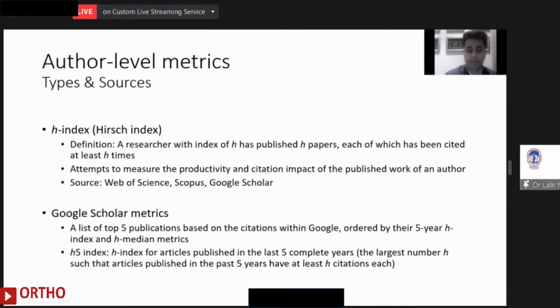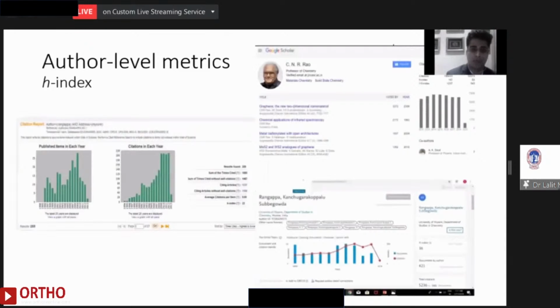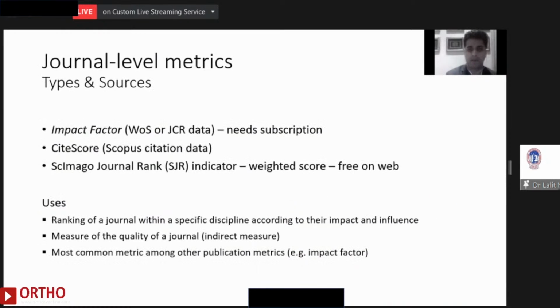And you can get this on different websites. Again, Web of Science is one of the most commonly used. Otherwise, you have Scopus and Google Scholar. Google Scholar metrics usually takes into account their 5-year H index. So that's called the H5 index. So in the last 5 complete years, the articles published, the largest number which has been cited at least the same number of times as stated, because H index uses the last 2 years. So this is a different way of looking at the H index through different websites for different authors. And then, of course, there's journal level metrics. And journal level metrics, the most commonly used metric is the impact factor, again, using the Web of Science or the Journal Citation Report data.